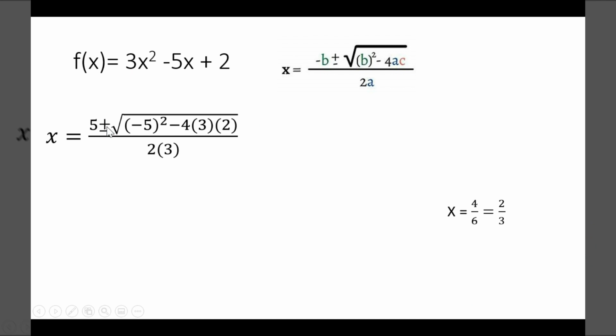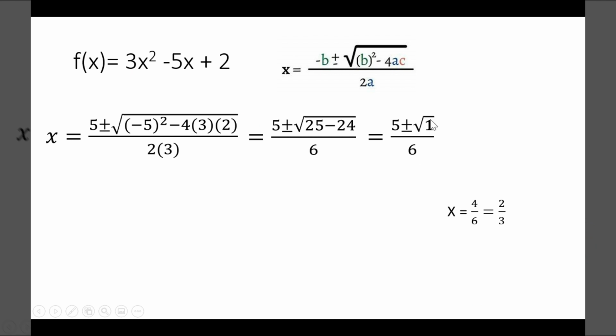We have our plus and minus, and then our square root. The square root term is what we call the discriminant. This will become important in further lessons. And we divide it by 2 times a. So once we substitute these values in, we end up with something that looks like this: the 5 squared minus the 4 times 3 times 2. All of that will give us 5 plus and minus the square root of 1 over 6.